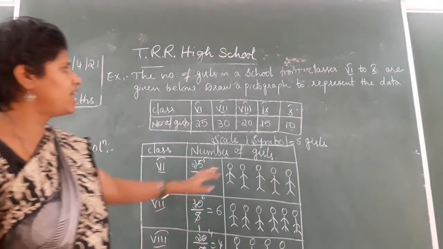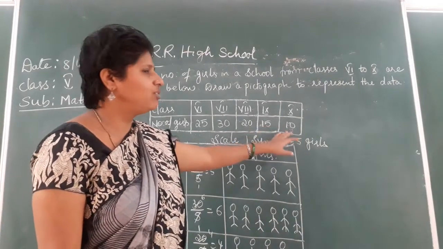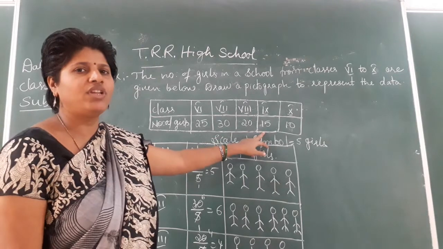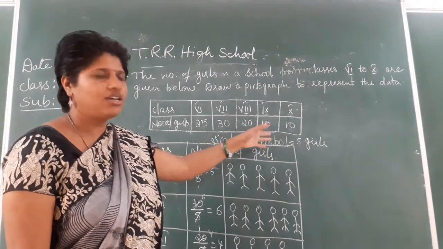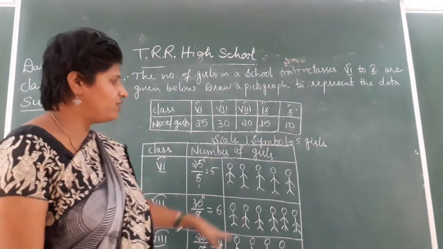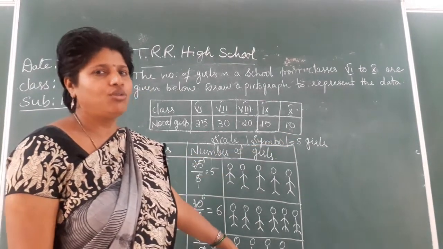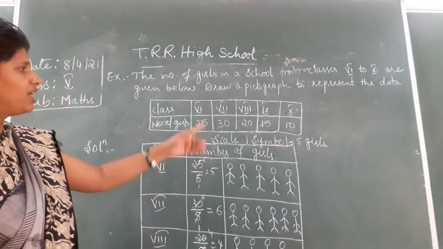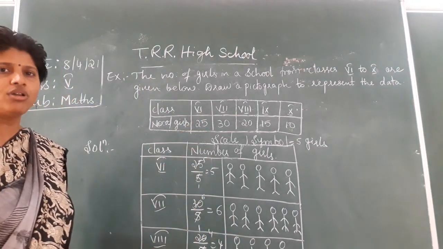So like this, in the same way, for 9th and 10th also you have to draw. 15 means you divide 15 by 5. 5 threes are 15, so you have to draw 3 shapes. And for 10 also you divide by 5. How much will you get? 2. So 2 shapes you have to draw. So 3 I have done for you, and the remaining 2 you have to draw on your own.